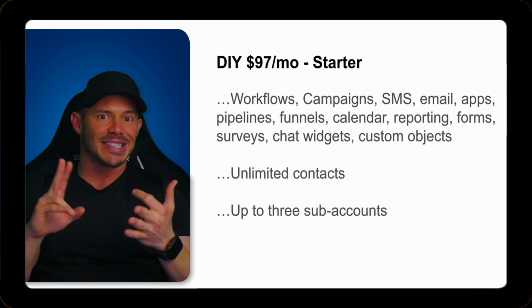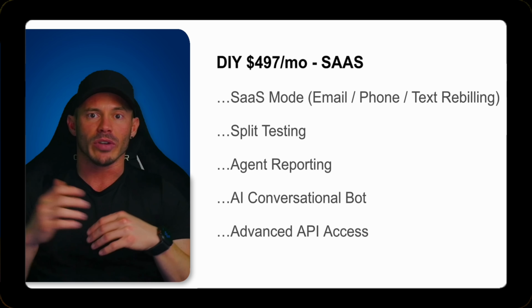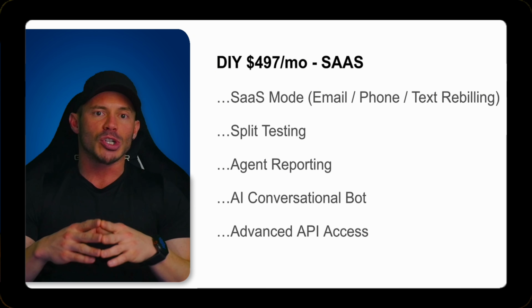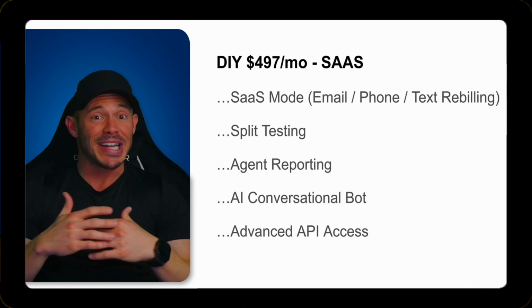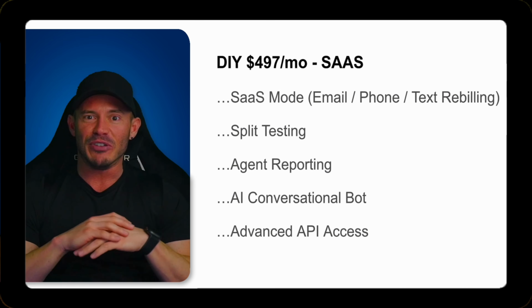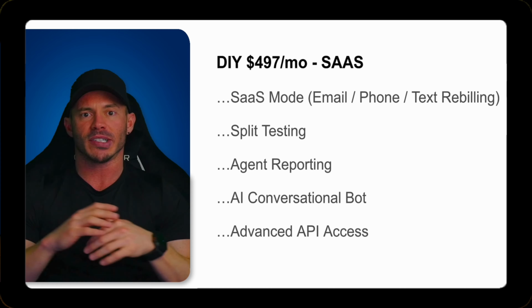Then you have the unlimited plan. And that's where you get everything from the starter, plus you have full API access, you have unlimited sub-accounts, and in this case, that's great if you're more of an agency, or maybe if you're managing multiple brands. And if you choose to bump up to the SaaS plan, software as a service, you unlock things like rebilling, split testing, agent reporting. They also give you AI conversational bots and more advanced API. So on paper, DIY definitely looks like a steal. And look, overall, $97 to a few $100 a month, and you've got the keys to the kingdom, but monthly subscriptions really is only a part of the cost that you want to consider.